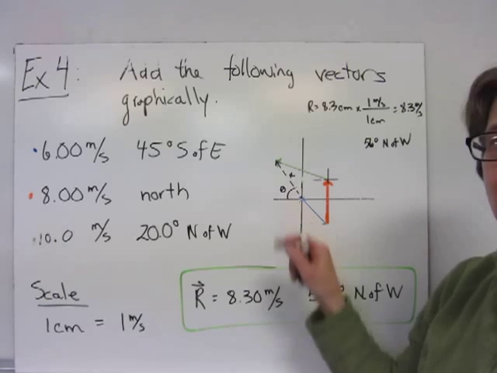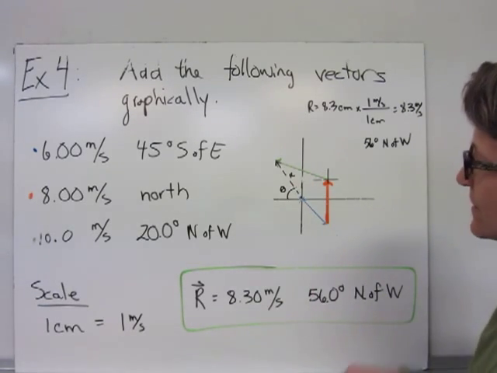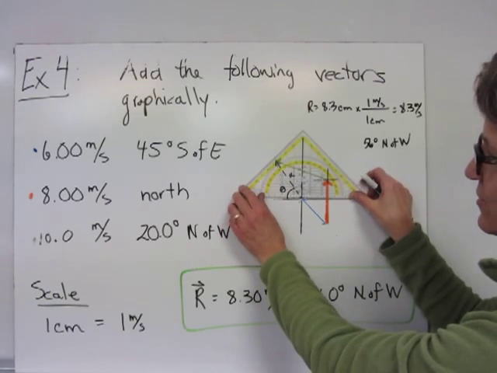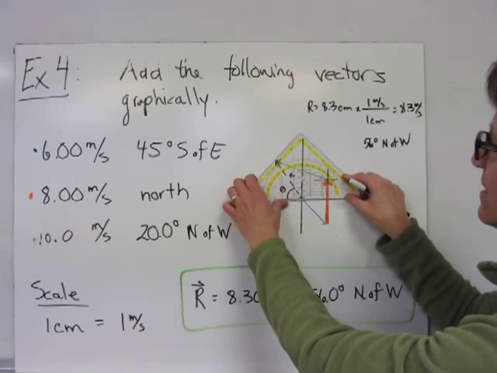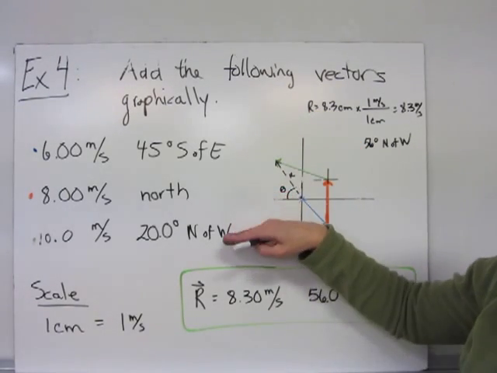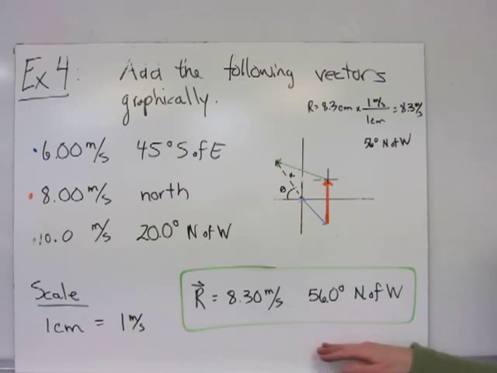To find the angle, this time I found the angle from the x-axis. So to do that, I used my protractor, measured from the x-axis. My angle is 56 degrees, and that is north of west. My final answer, 8.3 meters per second at 56 degrees north of west.